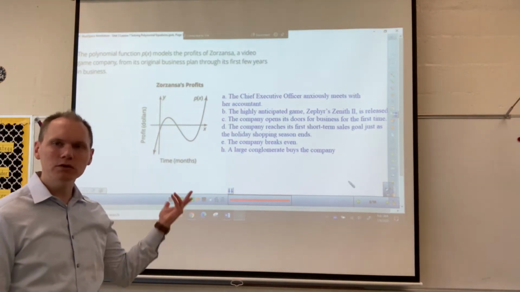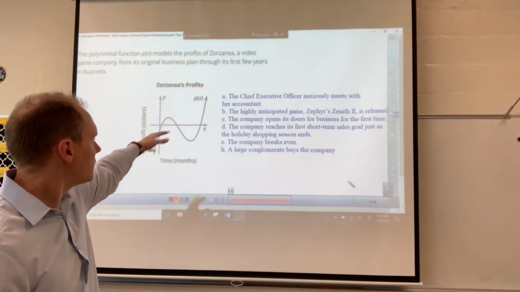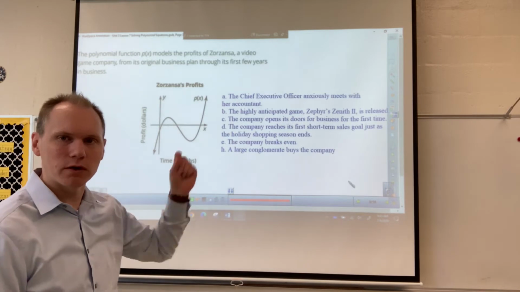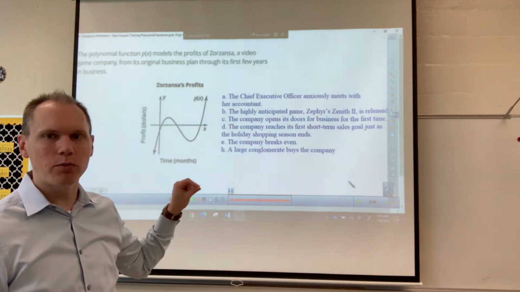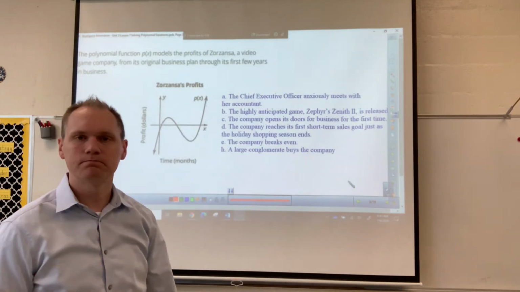So take a moment, and I want to see what you think. Where in the graph would these things maybe have happened? You can just draw a rough sketch of the graph, and then you can label the point that you think it happens with the letter that it represents. So take a moment to do that.